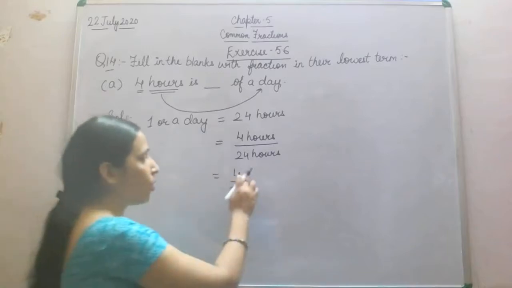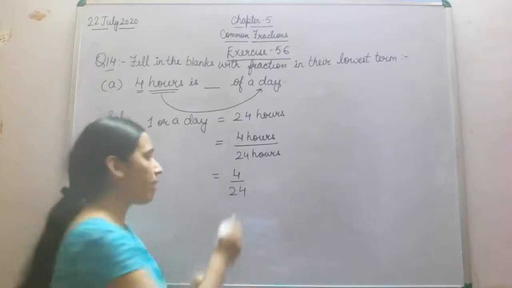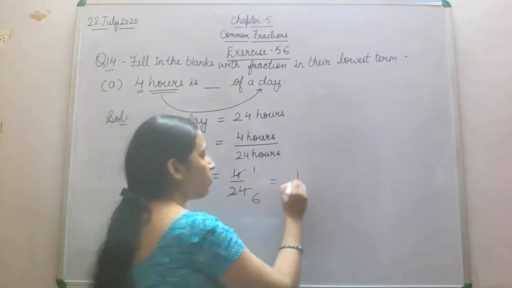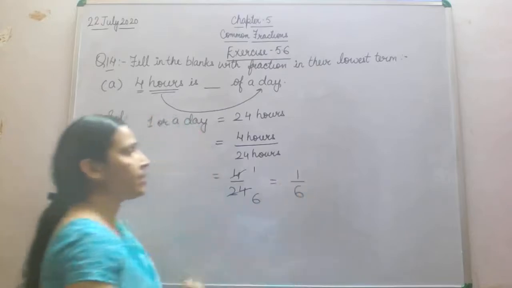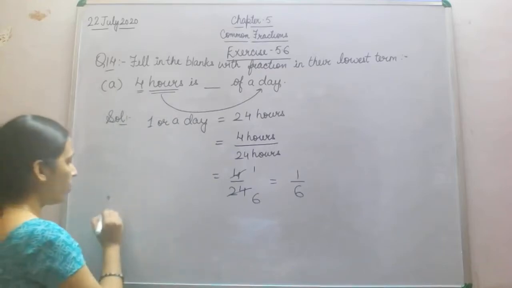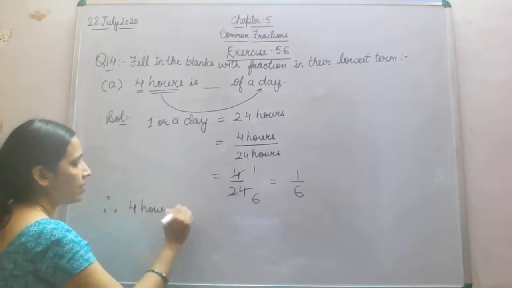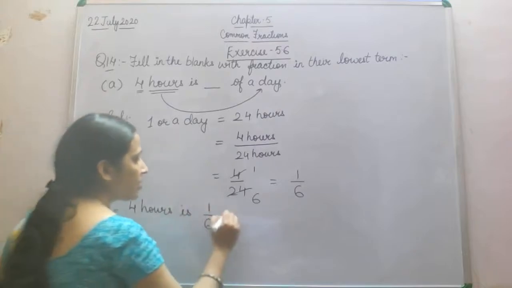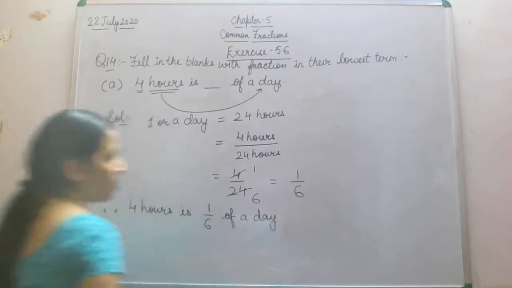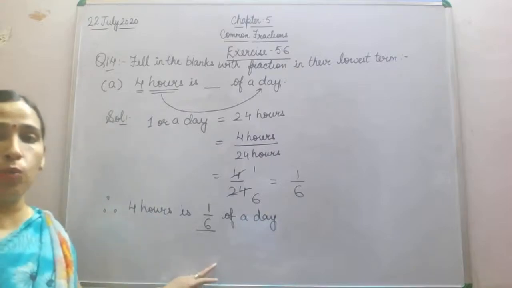Now among 4 and 24 you can find that 4 is a common factor. So 4 ones are 4, 4 sixes are 24. So what will we get? 1 by 6. So what is the answer? Therefore, 4 hours is 1 by 6 of a day, and then I'll write it in the blank over there.